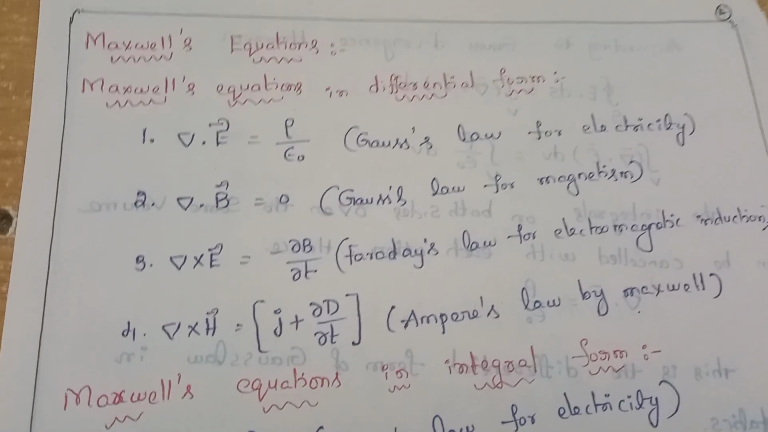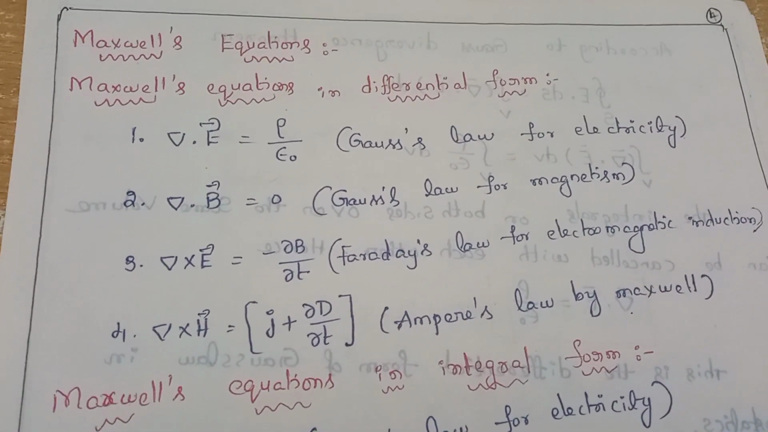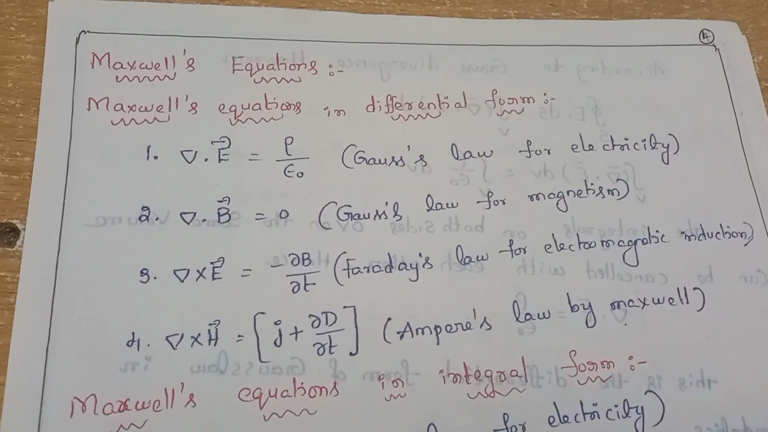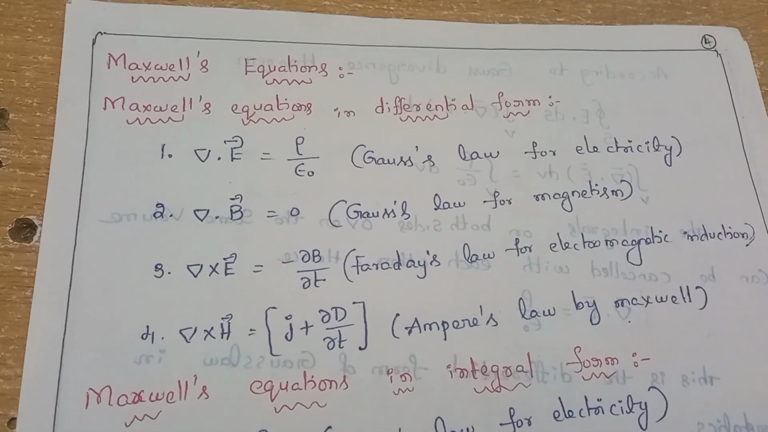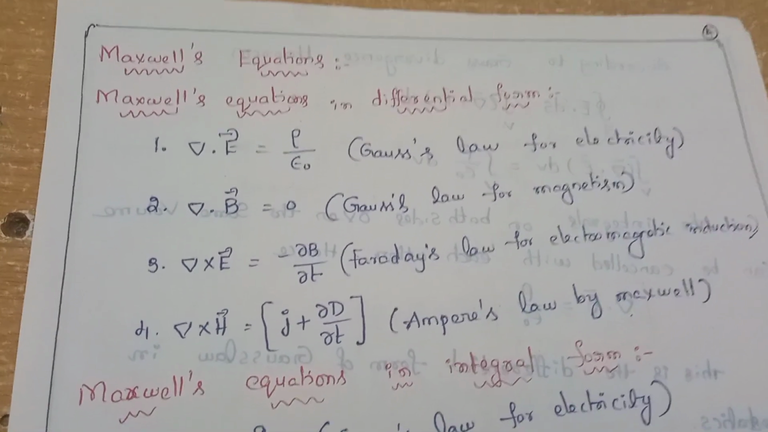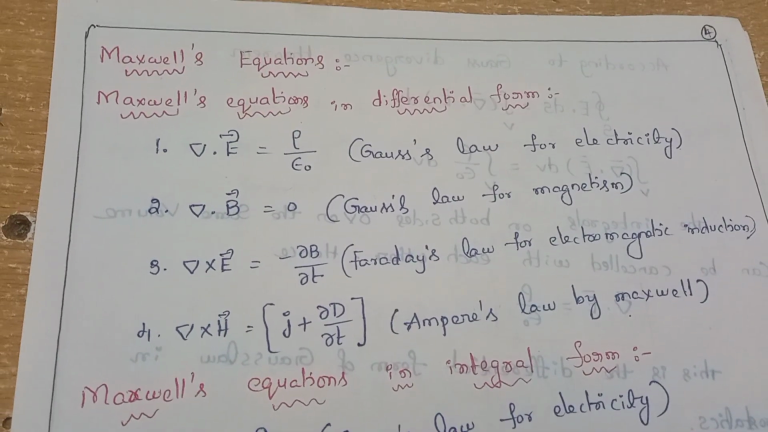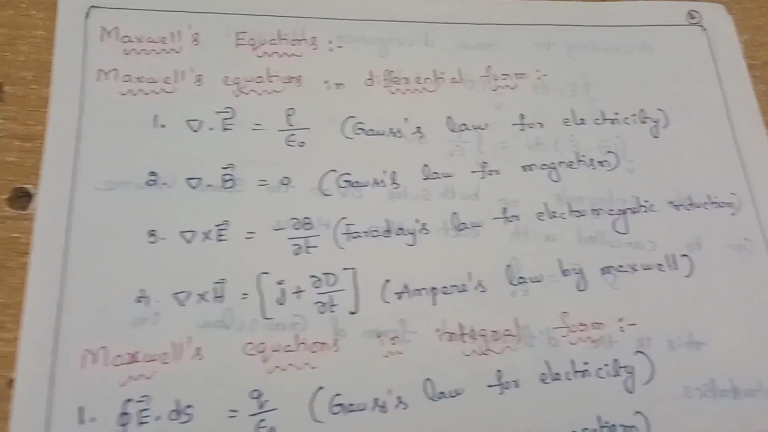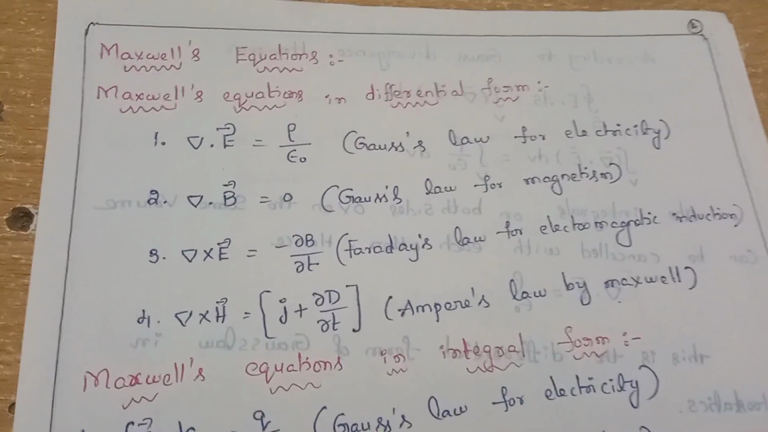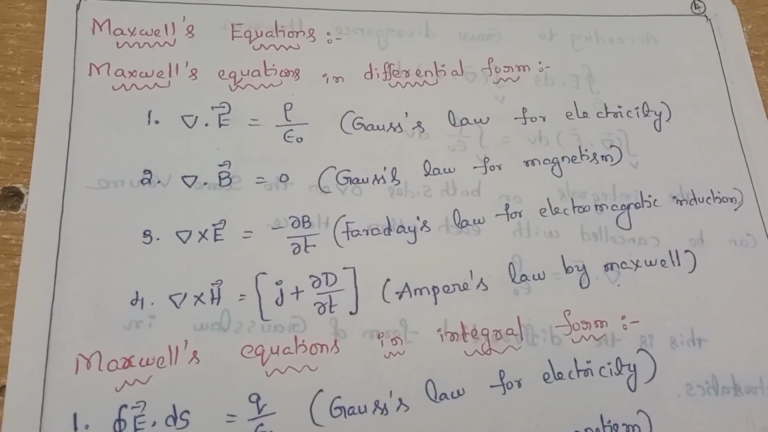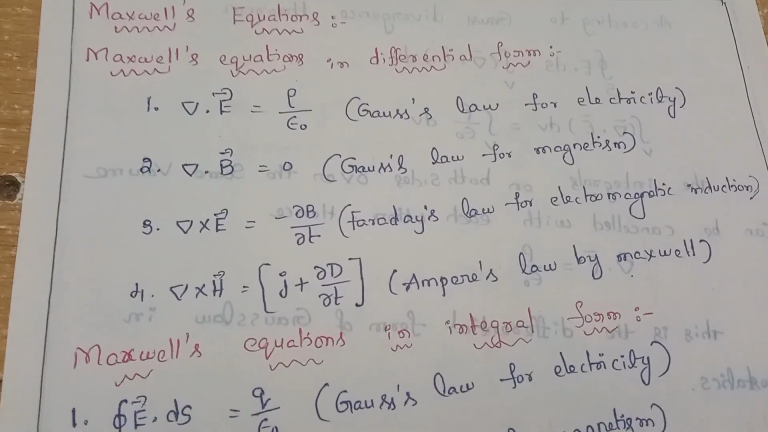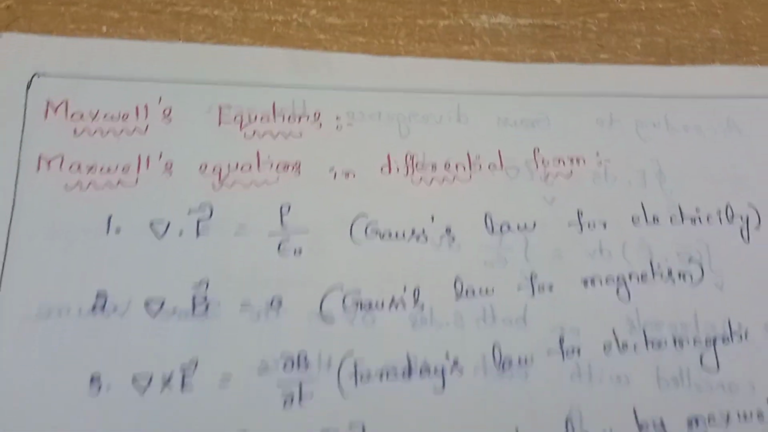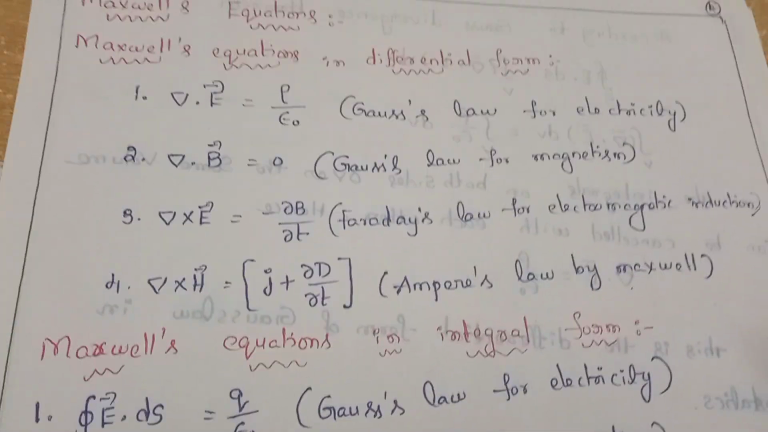Thank you for watching. So today I am going to explain about the Maxwell equations. Maxwell equations combine electricity and magnetism together as electromagnetism. The total electromagnetism will be completely explained by these four equations, so these equations are called Maxwell equations. The Maxwell equations exist in two forms. One is Maxwell equations in differential form, another is Maxwell equations in integral form.